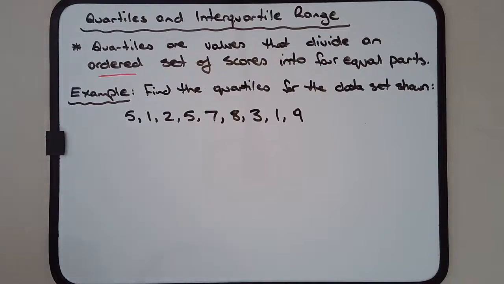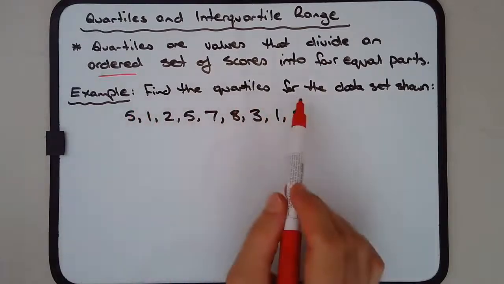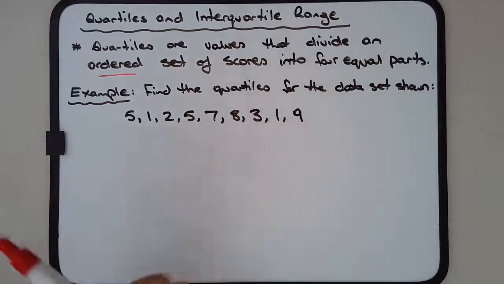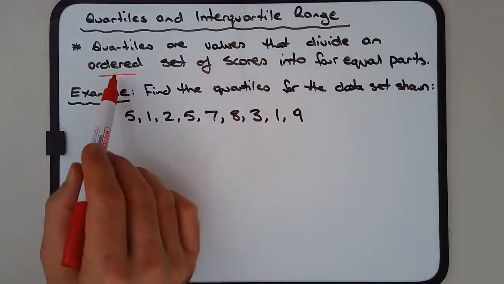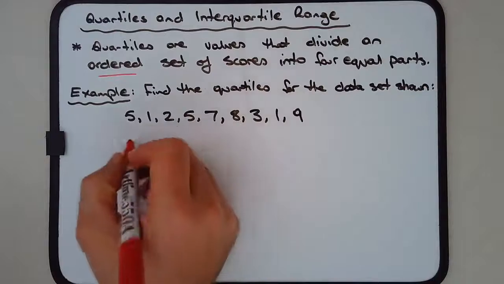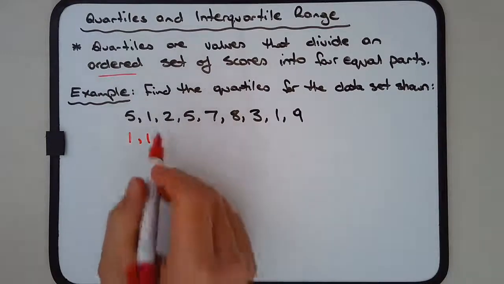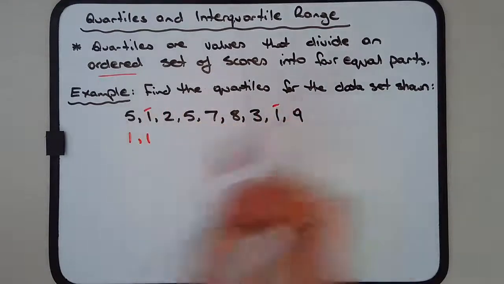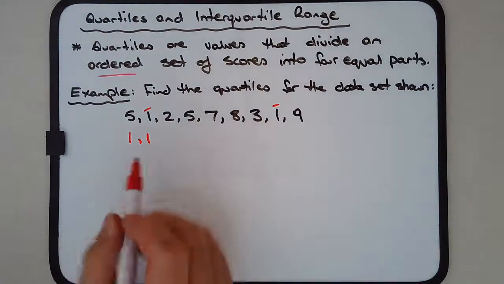So let's have a look at this example. Find the quartiles for the data set shown. So 5, 1, 2, 5, 7, 8, 3, 1, 9. First thing we need to do, it needs to be ordered, okay? So let's order it. So we've got 2 1s, so 1, 1. Normally when I order them, you can put a little mark above them or something like that just to show that you've used them up.